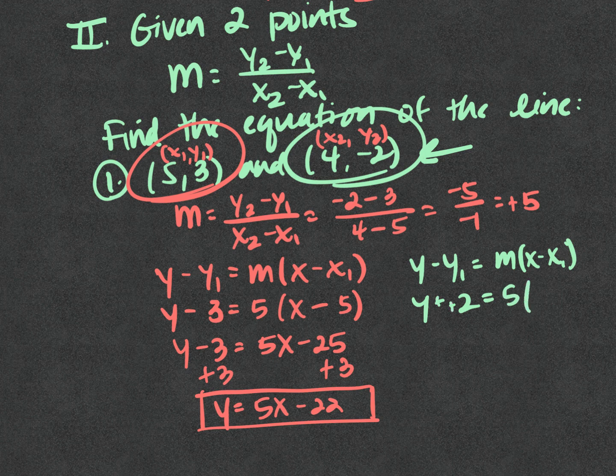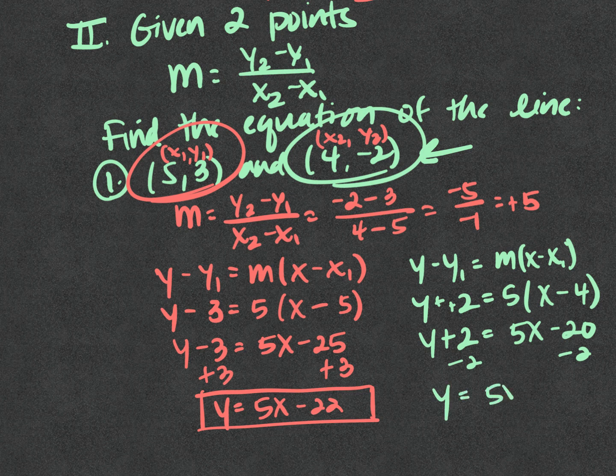Our m is 5 times x minus, the x value there is 4. So y plus 2 equals 5x minus 20. We're going to subtract 2 from both sides. So y equals 5x minus 22. Perfect. Let's do one more.